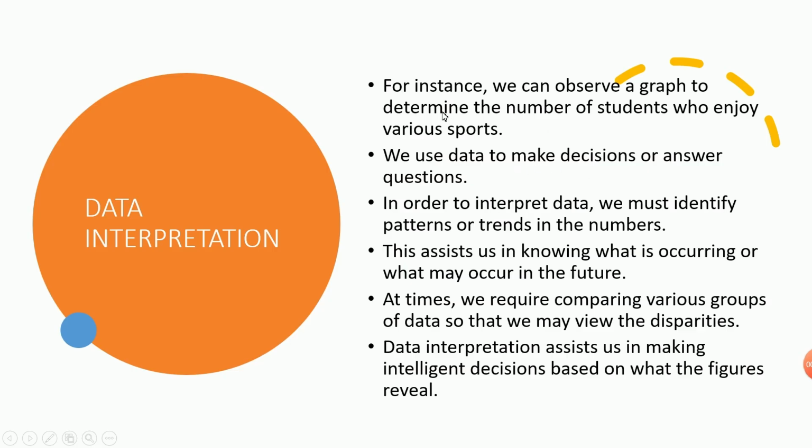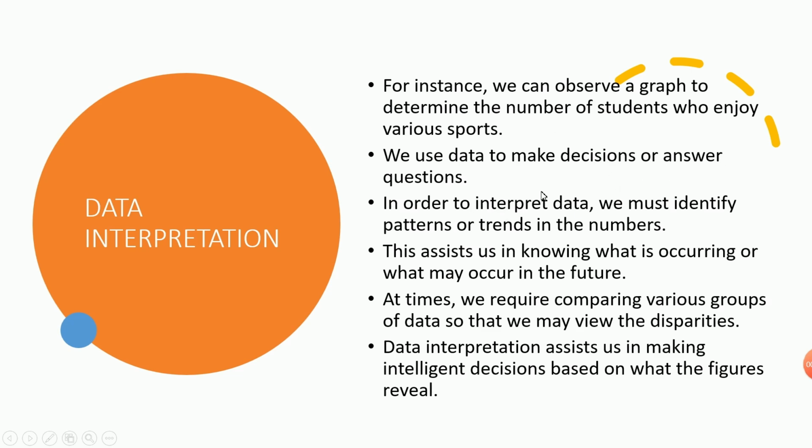So here they have given one example. So for instance, we can observe a graph to determine the number of students who enjoy various sports. So if there is a graph given for the students versus sports, we can easily observe from the graph itself how many students like each sport. So here we use data to make decisions or answer questions.